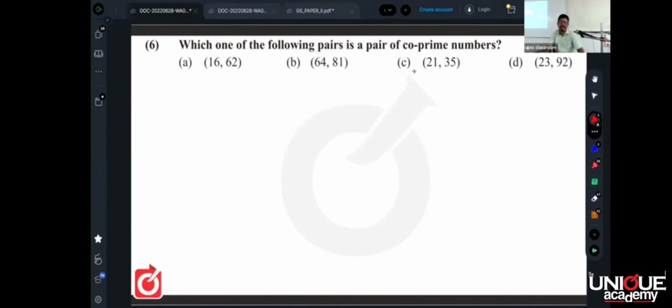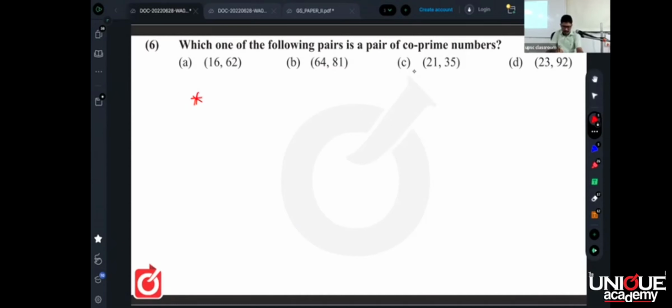First of all, read this 6th question. Which one of the following pairs is a pair of co-prime numbers? Only those who know what co-prime numbers are have a right to answer this question. I would like to give you one sentence regarding this, and because of that, you all will be able to answer the question correctly.